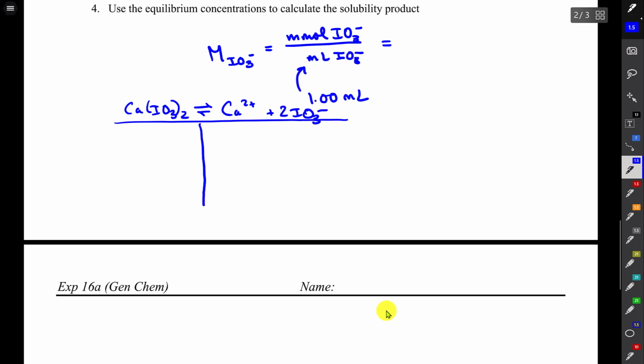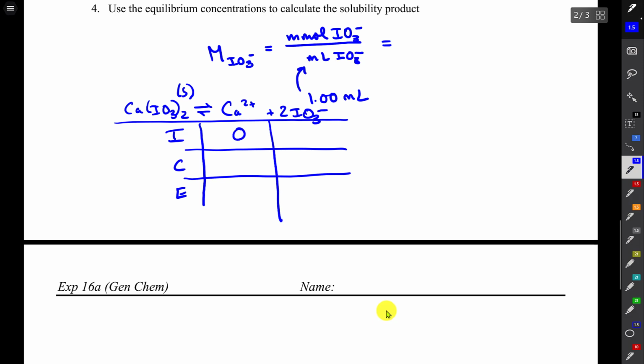This is a solid on the left, so we're ignoring it. So this is going to be my initial, my change, and my equilibrium. Now, when we put the calcium iodate solid in solution, there was 0 calcium and 0 iodate in solution, but then it dissolved. So I got plus X, plus 2X. And so this is just X and 2X. Now, this molarity is this value here, and I think you can see, once you figure out what X is, then you also have this value here.